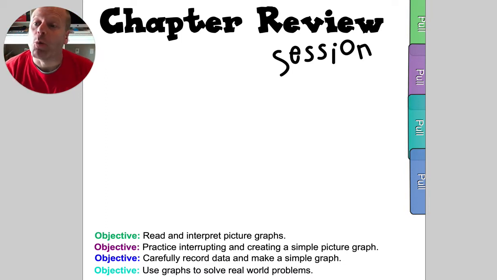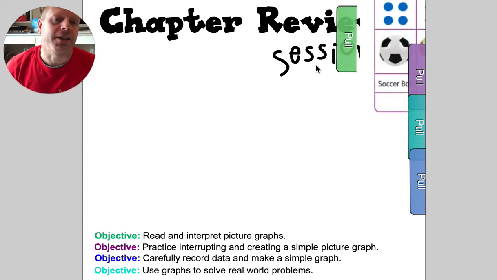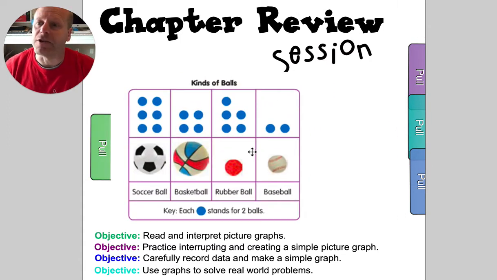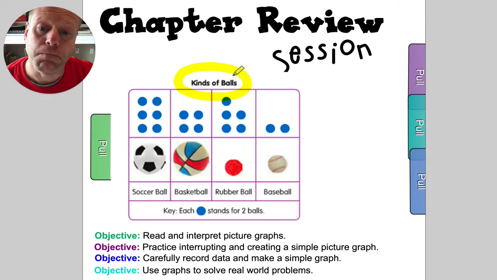Hey everyone, we're going to review the 4 objectives that we worked on during our graphing chapter. That way we'll be ready to take the test tomorrow. So the first objective we had was to look at a very simple graph and just interpret the graph, answer questions about it. And there were a couple tricks that we talked about, and I hope that you can show on tomorrow's test. The first is you should be able to find the title, kinds of balls.